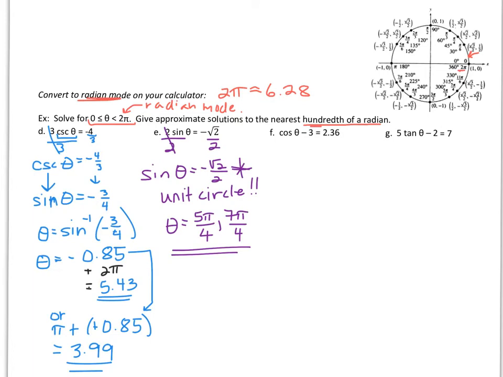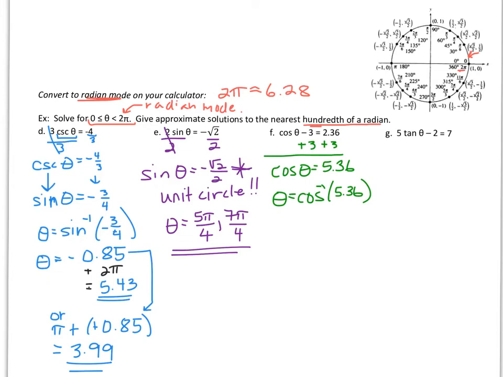All right, let's try example F. Cosine theta minus 3 equals 2.36. To get cosine theta by itself, we're going to add 3. And we get cosine of theta equals 5.36. Well, that's not one of the locations on our unit circle, since none of them are decimals actually. That means we'll take the inverse. Go ahead and type that in on your calculator. I'll wait. Cosine inverse of 5.36.